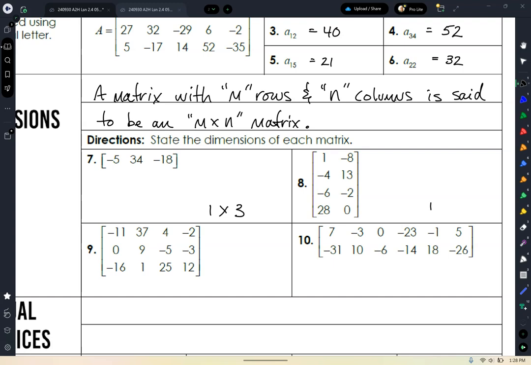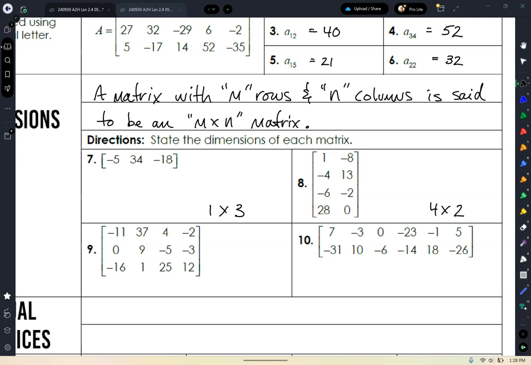It is a 4 by 2. 4 rows by 2 columns. Very good. All right. Tell your neighbor 9 and 10. Coming to you in 5, 4, 3, 2, 1.